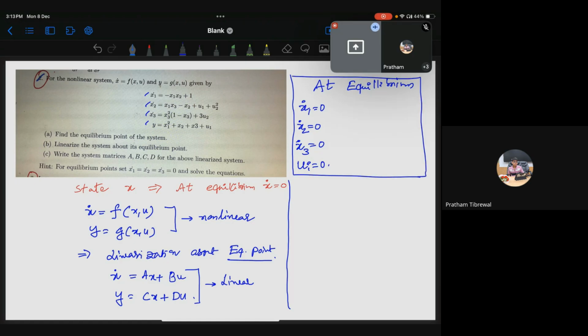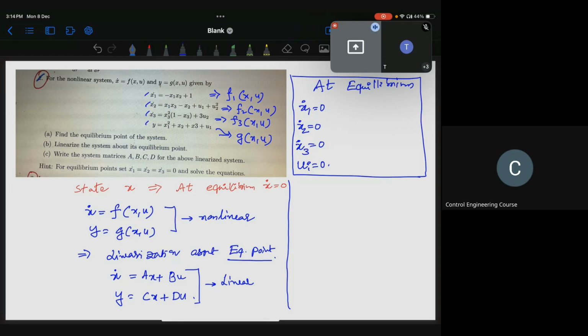Okay, so now let us consider one by one. Let us consider the first equation as f1 of x comma u, the second equation as f2 of x comma u, the third equation as f3 of x comma u, and let's say the fourth equation is g of x comma u.